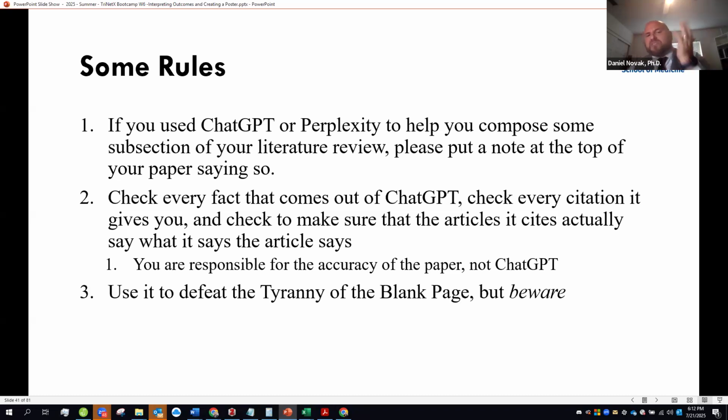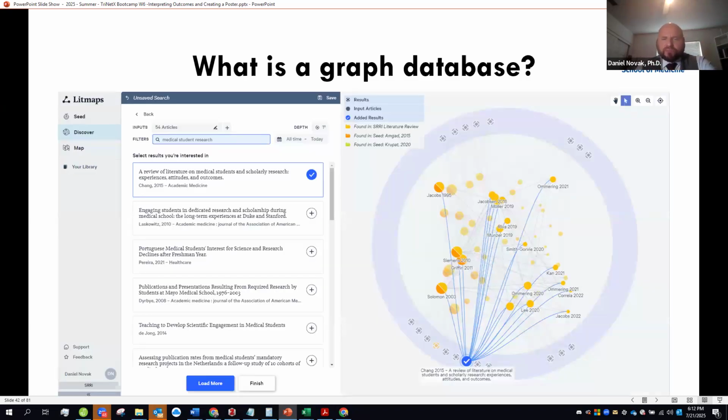However, you can use it to defeat the tyranny of the blank page. As I said a few moments ago, you can have it help you develop your analysis really quickly and get your data out of the TriNetX Word doc and into a format that you can write up really nicely.